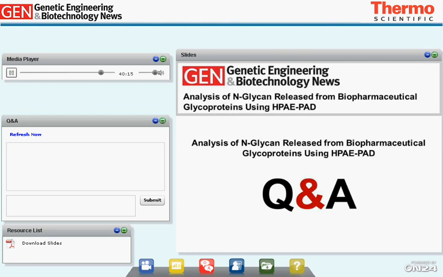If you inject the same amounts, the LOQ for HPAE-PAD is around 200 to 500 femtomole, depending on the glycan structure. And are you using conventional or disposable gold electrodes? For carbohydrate analysis, we are using conventional electrodes, as our HPAE-PAD systems are running all the time, day and night. So for us, these conventional electrodes are more stable for our applications.